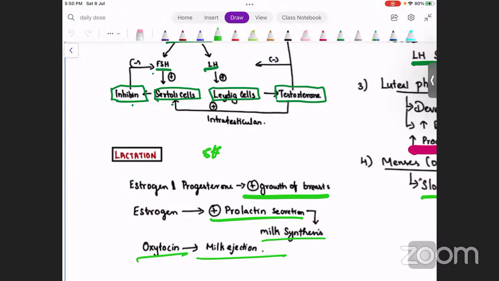Slowest fiber is type C. Most susceptible to hypoxia is type B. Most susceptible to pressure is type A. And apart from that, titin will connect the M line to Z line. Desmin will connect the Z lines. Actinin will connect the actin to Z line. And dystrophin will add strength to the muscle.